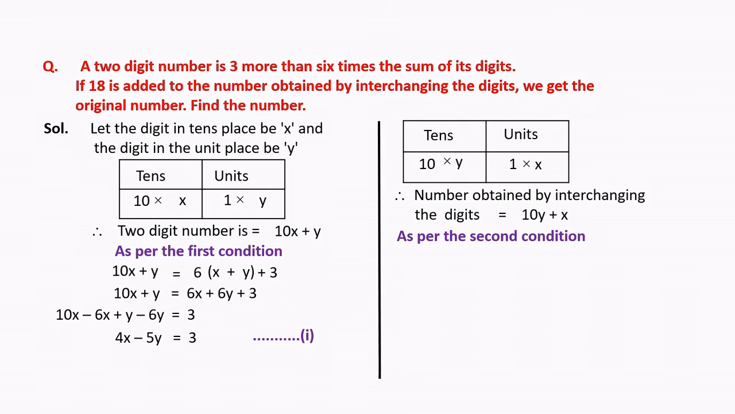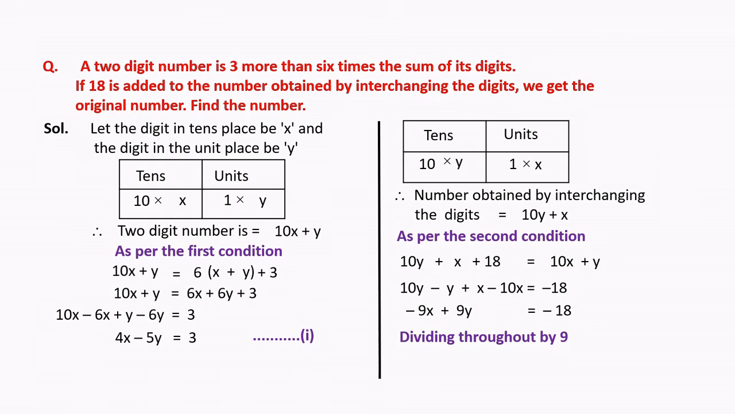Now, when the digits are interchanged, the new number becomes 10y plus x. According to the second condition, if 18 is added to this number, we get the original number. So, 10y plus x plus 18 equals 10x plus y. On simplifying, we get minus x plus y equals minus 2. This is equation 2. Now, we have formed the required pair of linear equations.